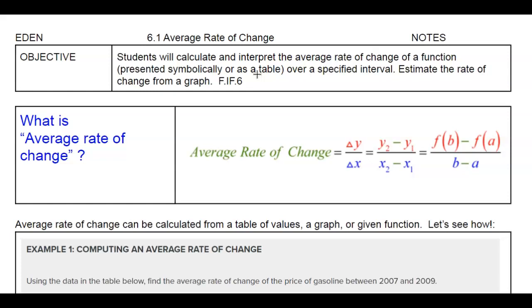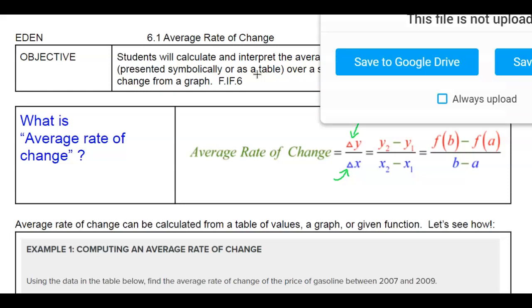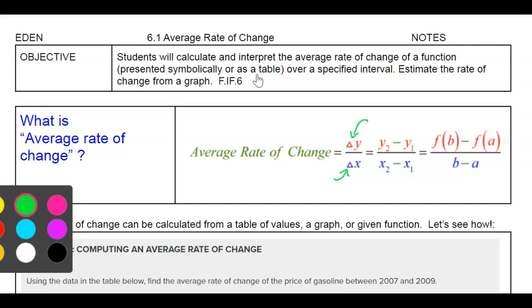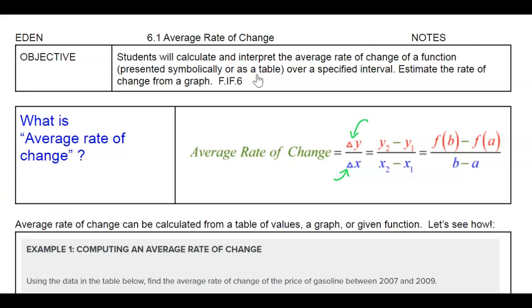Average rate of change is like the change in the y values divided by the change in the x values. That's what the little triangle means, change. You might remember that this sounds familiar from secondary one. We used to call the average rate of change slope. Slope was when we had two ordered pairs and we took the difference of each and divided them.